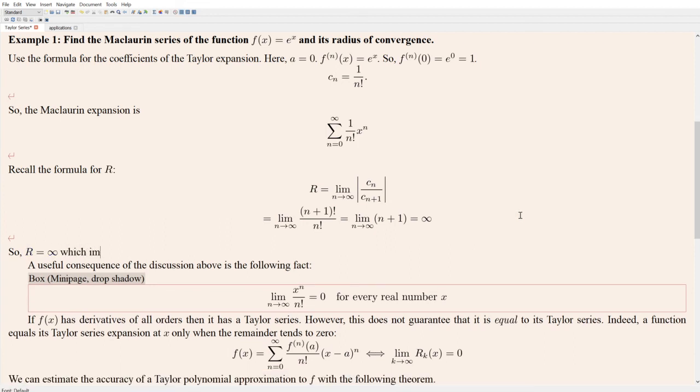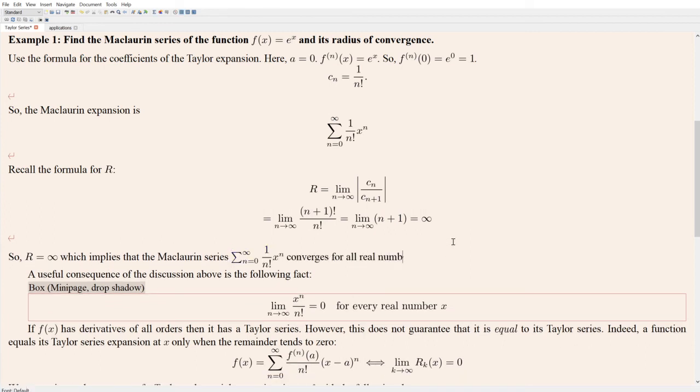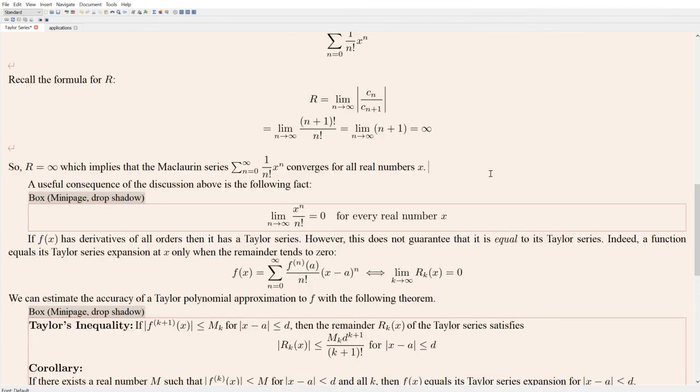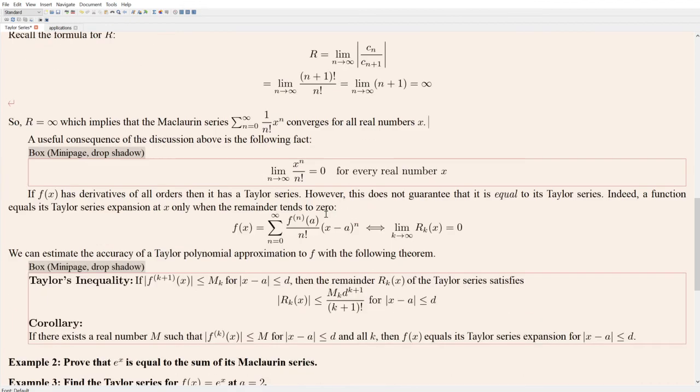which implies that the Maclaurin series converges for all values of x. Notice that I've been careful to not write that e to the x is equal to this thing yet, because all we've done is compute the Maclaurin series. We don't actually know if it is equal to e to the x yet. We will establish that in a moment. But anyway, that's how you compute the series: you compute the coefficients by taking derivatives and going from there.